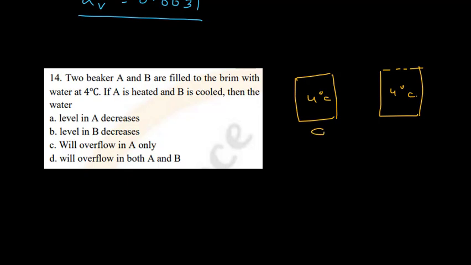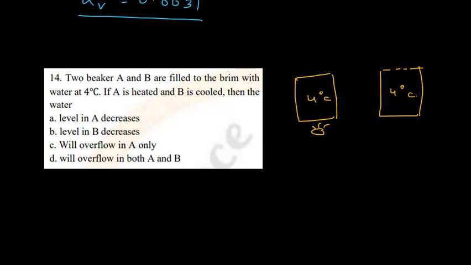If A is heated, now I am supplying heat to this. When I am heating it, at 4 degrees Celsius its density is maximum. So when we heat up, its volume rises, and as its volume rises, the water will start flowing. Is it right? Okay, it is overflowing. Now B is cooled. When I cool it, its density will decrease because density is maximum at 4. This is the anomalous behavior of water.